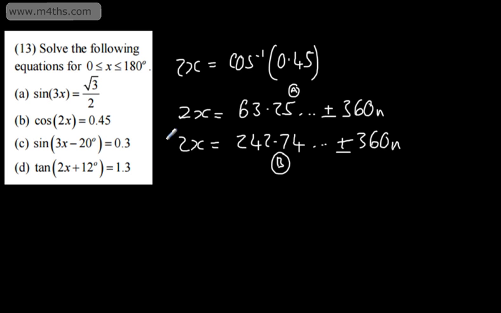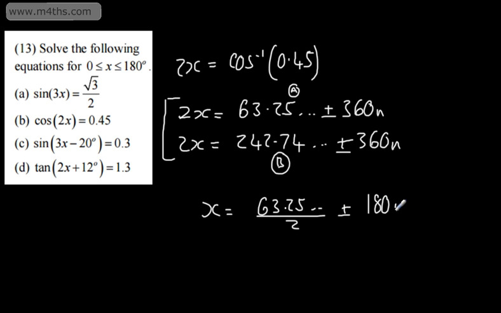What I'm now going to do is simply divide by 2. And at this stage, you could go ahead and give your answers. So x is going to be, on the first one, 63.25 divided by 2, plus or minus multiples of 180 degrees. This is something students often forget to do. They don't split this by 2 as well. And then the next one, x is going to be the 242.74 divided by 2, plus or minus now multiples of 180 degrees. We're splitting this by 2.